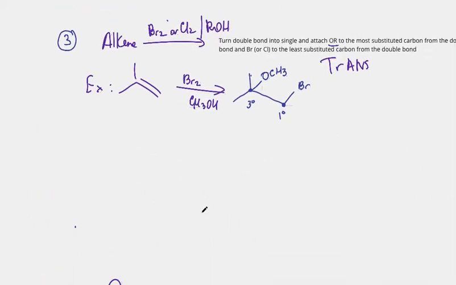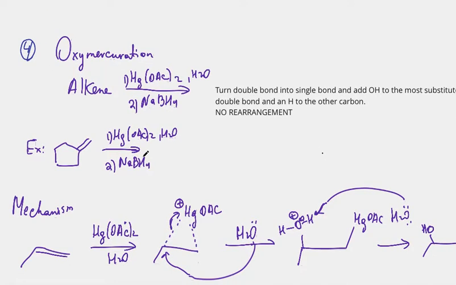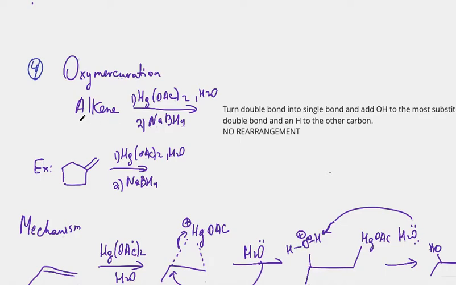Next one, I guess this is number 4, and this is oxymercuration. Again, our reactant is always alkene for these reactions. We need to remember, because sometimes students get confused, how do I know which reaction it is? You always look at the starting material. If your starting material is a C double bond C, an alkene, and if you have a reagent that's one of these reagents that we're learning, it must be one of these reactions.